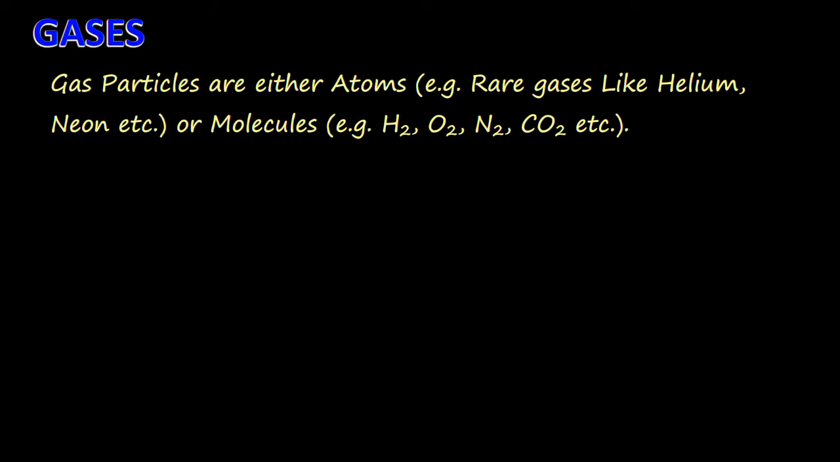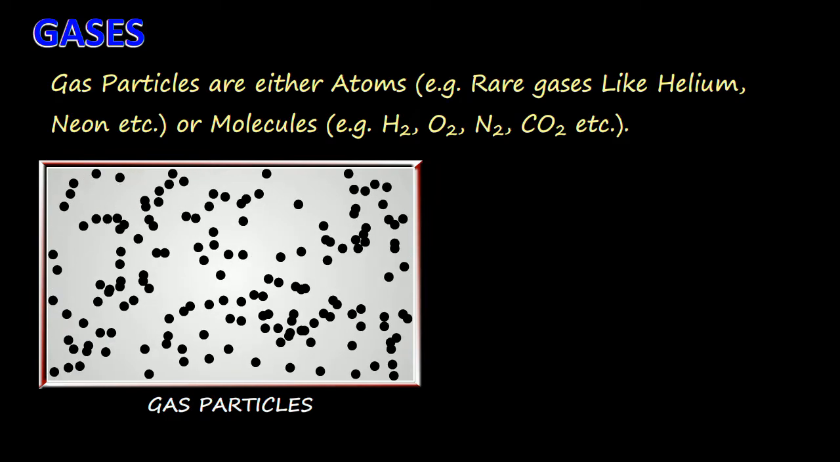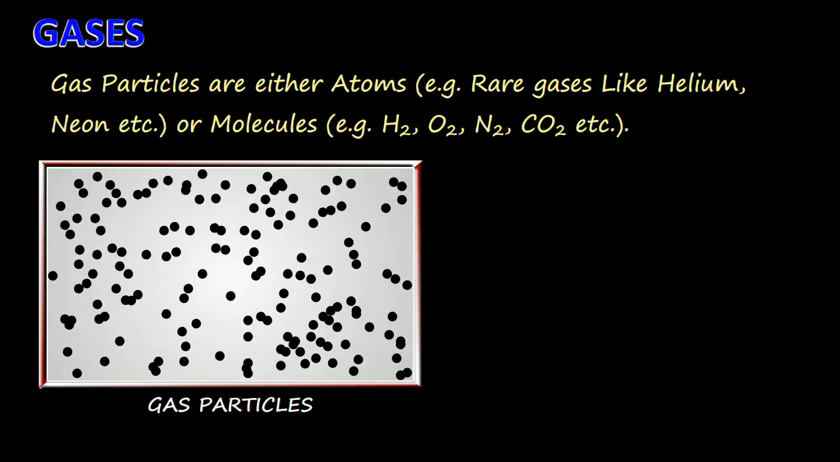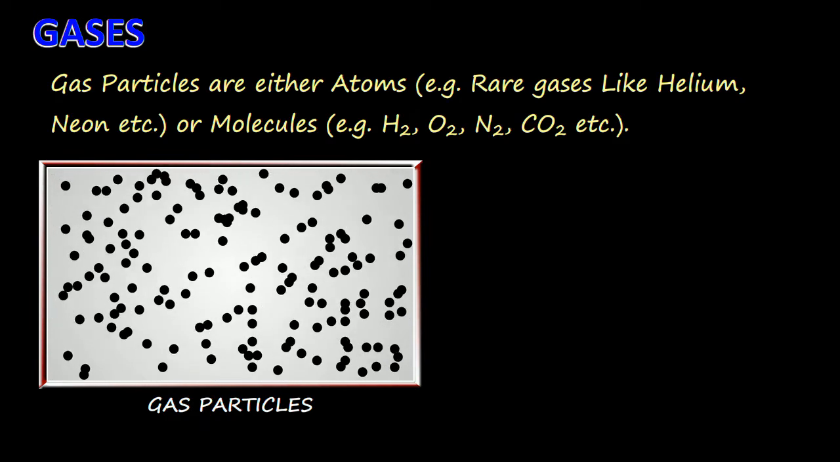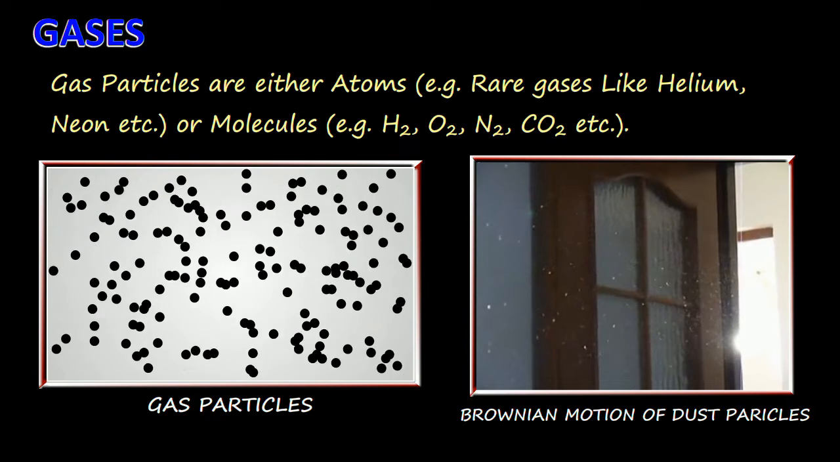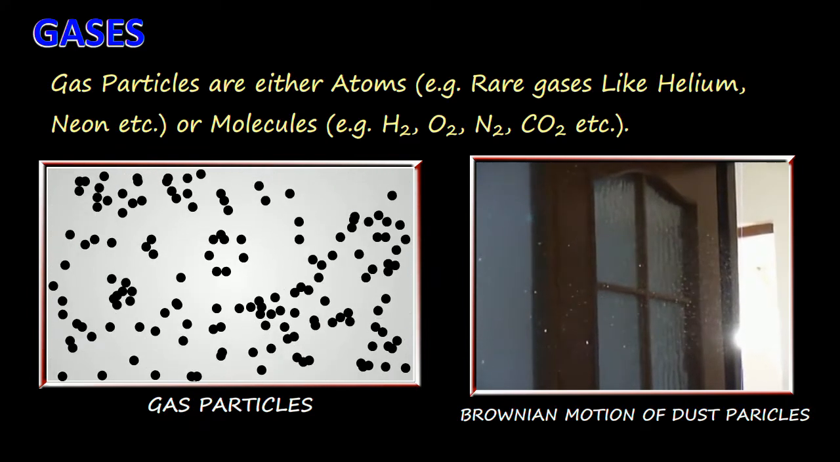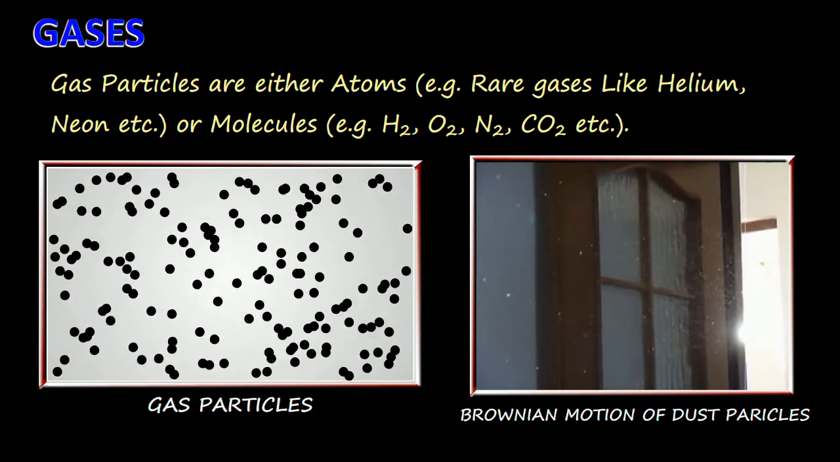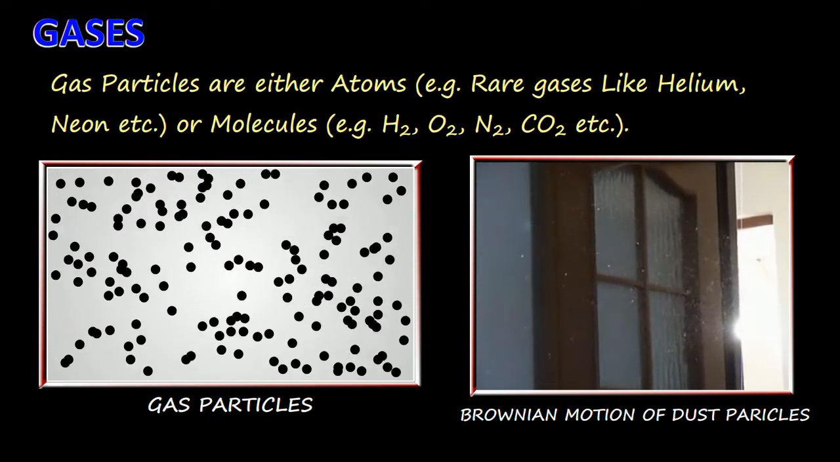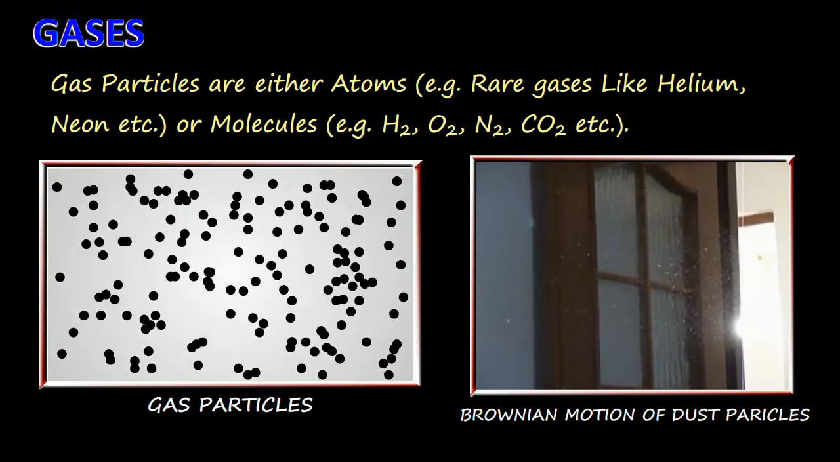Gaseous matter is comprised of particles which are atoms or molecules but not ions. The gas particles have lots of space in between them and their movement is even more rapid, causing the same Brownian type motion in tiny dust particles floating in air. And also due to the same reason, the gas particles are not arranged in order.